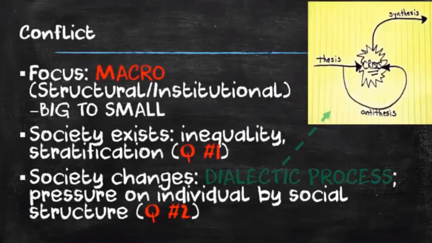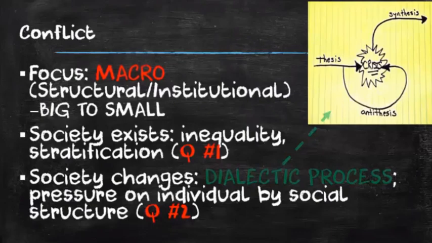Now, the conflict perspective is also a macro level perspective. It's talking about those big structural elements working from big to small. And here are the answers to the key questions. This one, rather than saying society exists in a balanced and harmonious state, says that society exists at levels of inequality or stratification. Some groups with more power than others, some groups with more control than others. And this causes unrest. And when that happens, the answer to the second key question, society changes not by evolution, but by revolution. And that revolution is called the dialectic process.